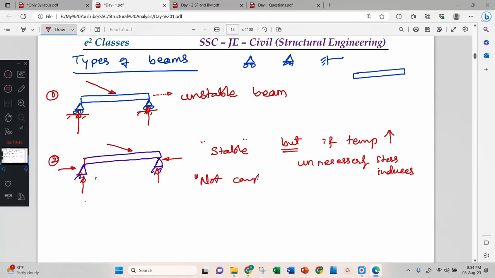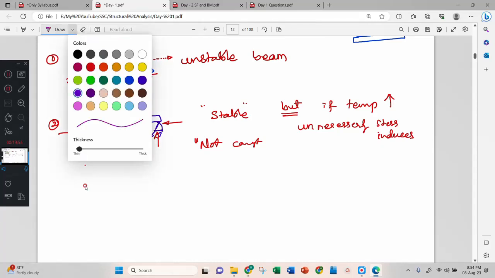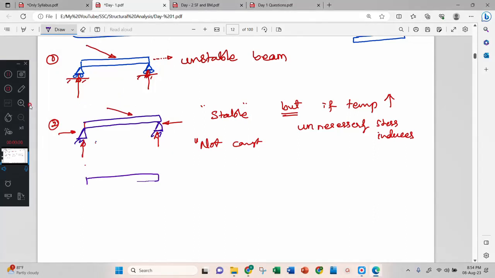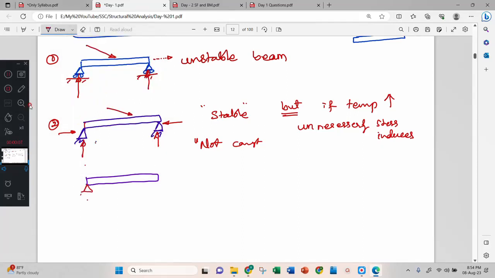Then which is the simplest and good beam? The simplest and very good one, meaning determinate, is a beam with one side hinge and another side roller. This beam is considered a simple beam. Therefore, it is a simply supported beam.